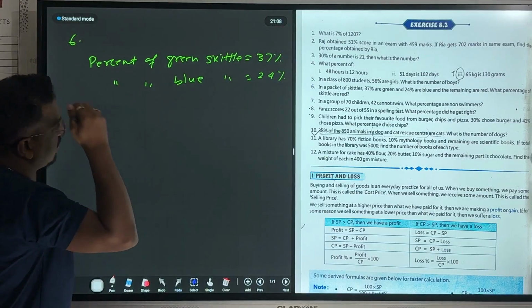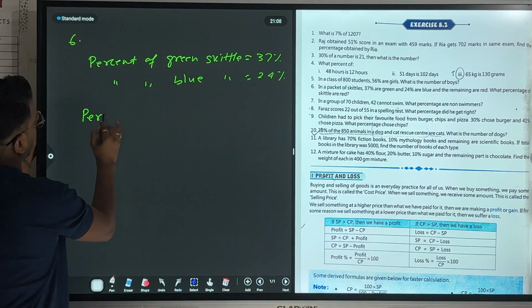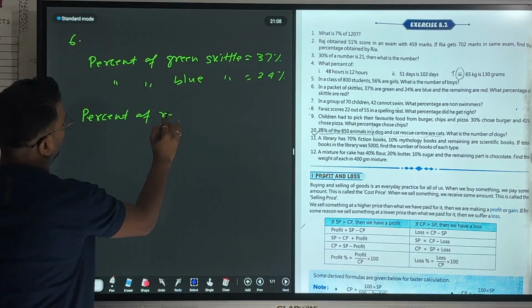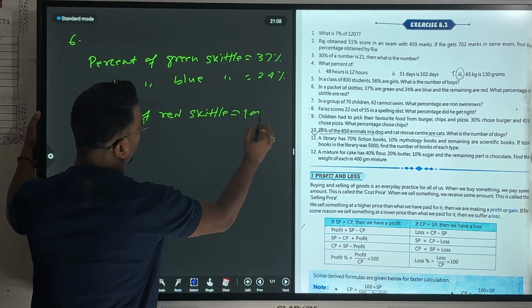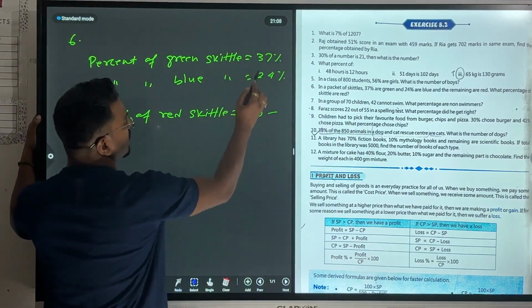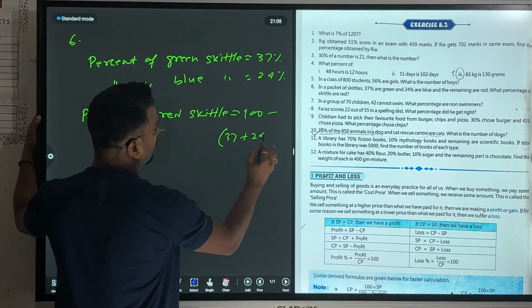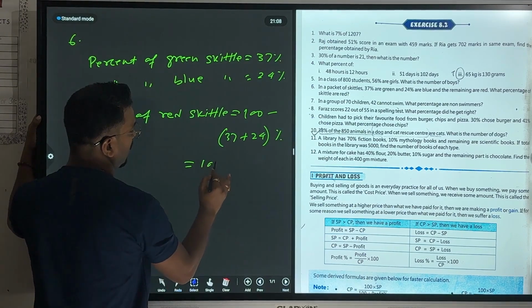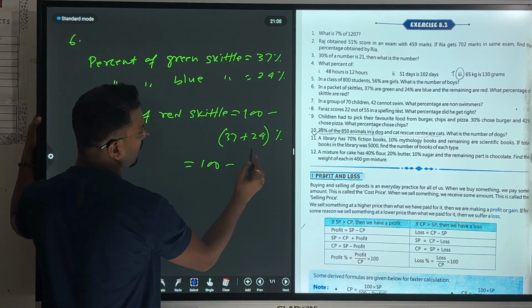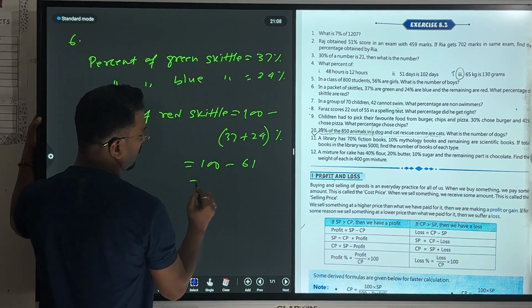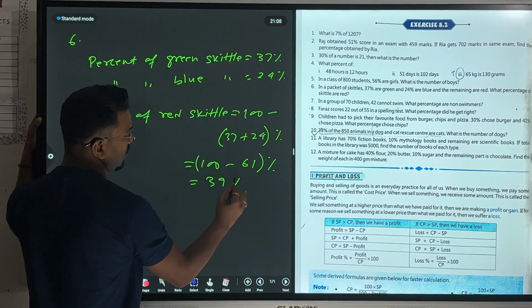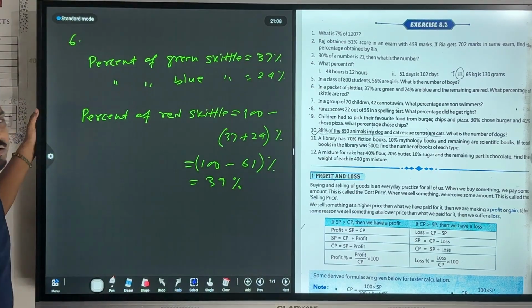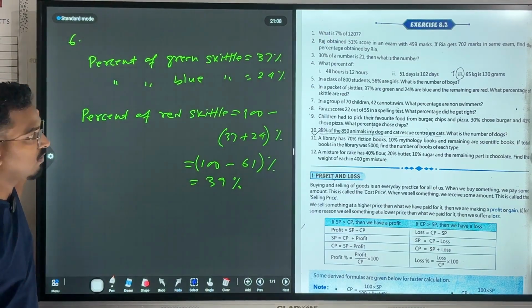And the remaining are red. So, percent of red Skittles is 100 minus the sum of 37 plus 24%. If you add these two, you will get 61. So, 100 minus 61, what will you get? You will get 39%. So, the percentage of red Skittles is 39%. Here you have to find only the percentage.